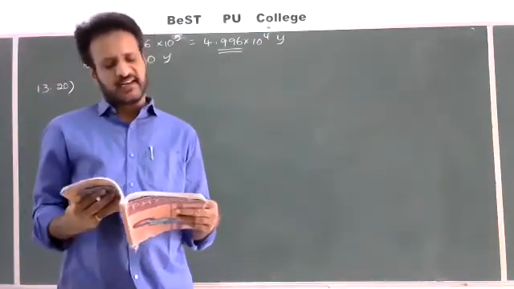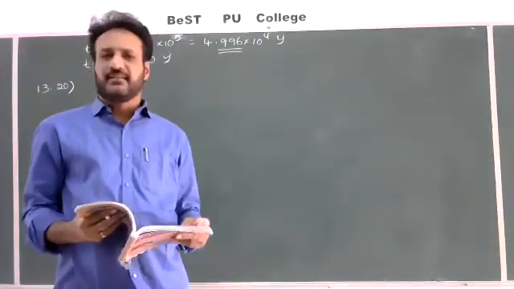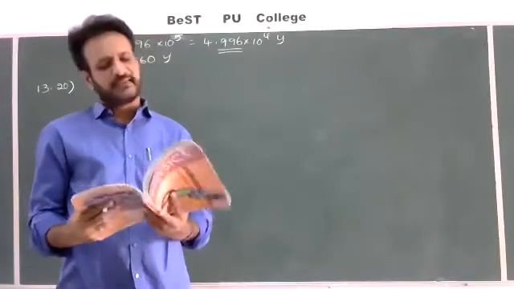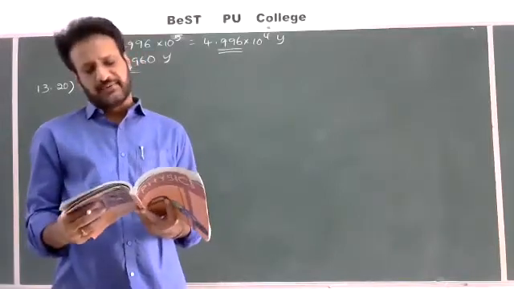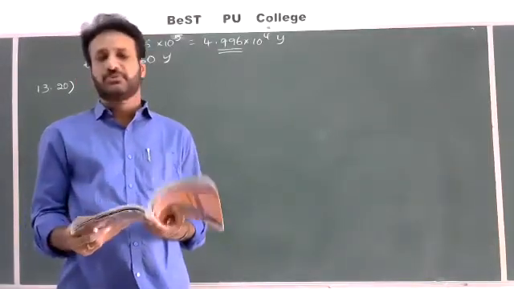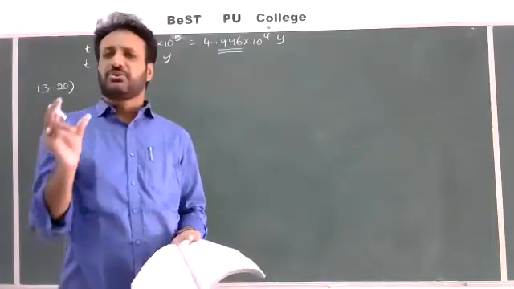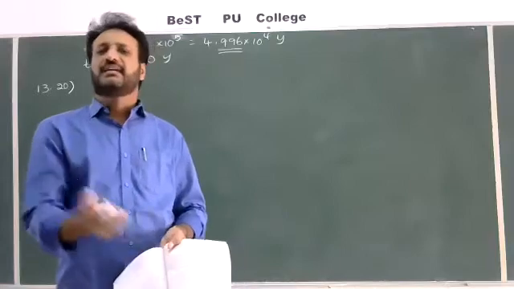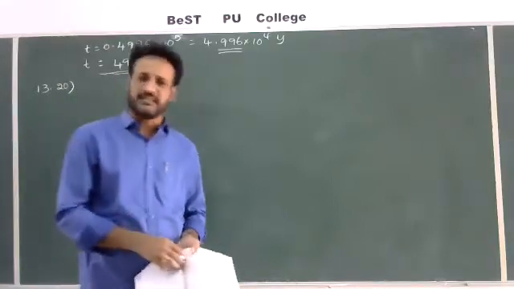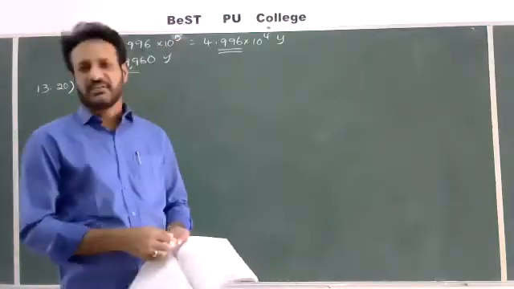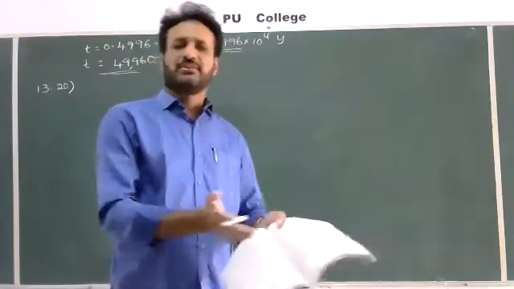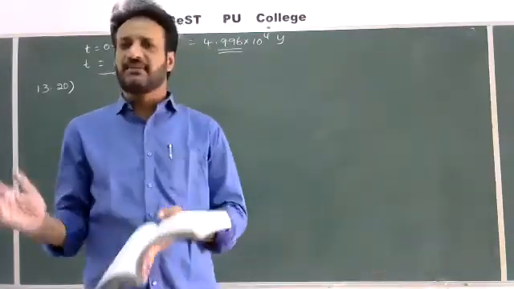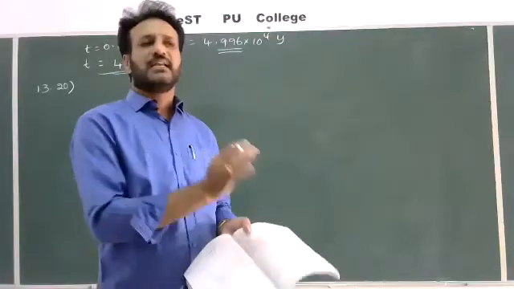Calculate the height of the potential barrier for a head-on collision of two deuterons. So two deuterons are coming towards each other and both collide. Then you should calculate the height of the potential barrier. It is nothing but electrostatic potential energy, into which the initial kinetic energy is converted.